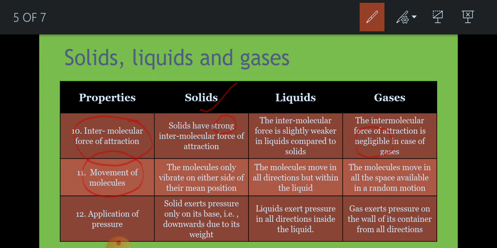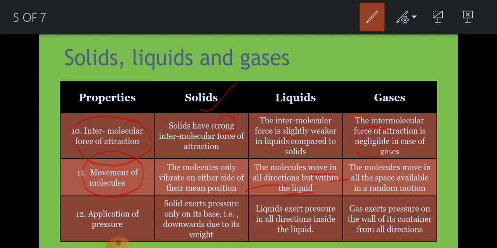Now, in case of liquids, we generally see that the molecules move in all directions. They move in all directions since they are not tightly packed, they are loosely packed. But there is one condition: the molecules can move in all directions, but it should be within the liquid, that is within the boundary of the liquid. They do not leave the boundary. Within the liquid, they can move in all directions.